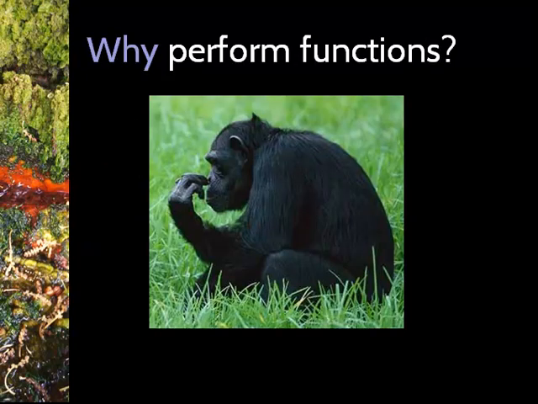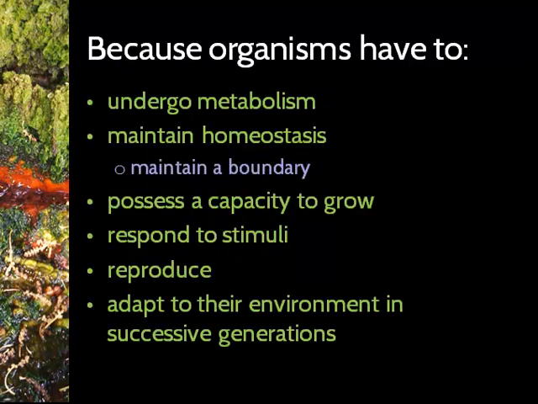Okay, so we're all about figuring out what functions different characteristics are performing for an organism. And that begs the obvious question, well, why perform any of these functions, or all of them, or in that particular way? Well, that's because all organisms have to undergo metabolism, so they have to convert energy into a usable form. They maintain homeostasis, which means they have a boundary which they have to maintain, and they maintain conditions within that boundary. So they have to maintain a certain kind of internal environment.